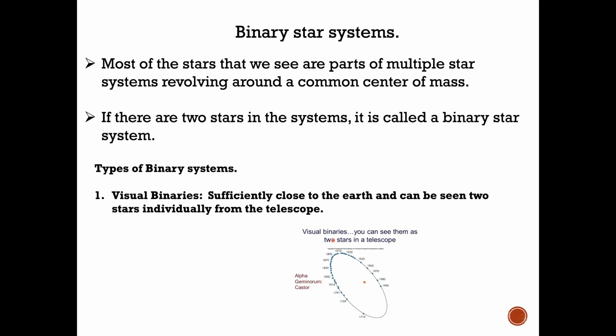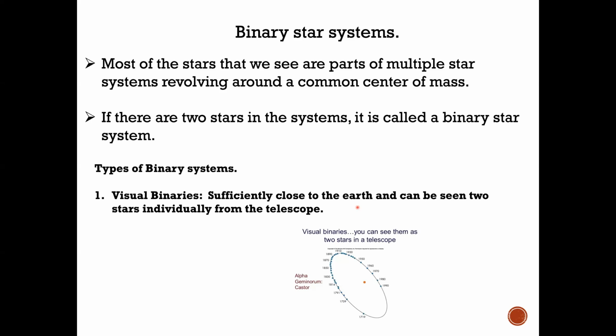So if you have, let's say, two stars, there should be a center of mass that is common to both of those stars, right? So what normally happens is they will rotate around that center of mass. Now, if there are two stars, then we call that a binary star system. So what that means is there may be star systems that have more than two stars. There may be three stars, four stars involved in some of these star systems, right? But in this course, we are focusing only on binary star systems.